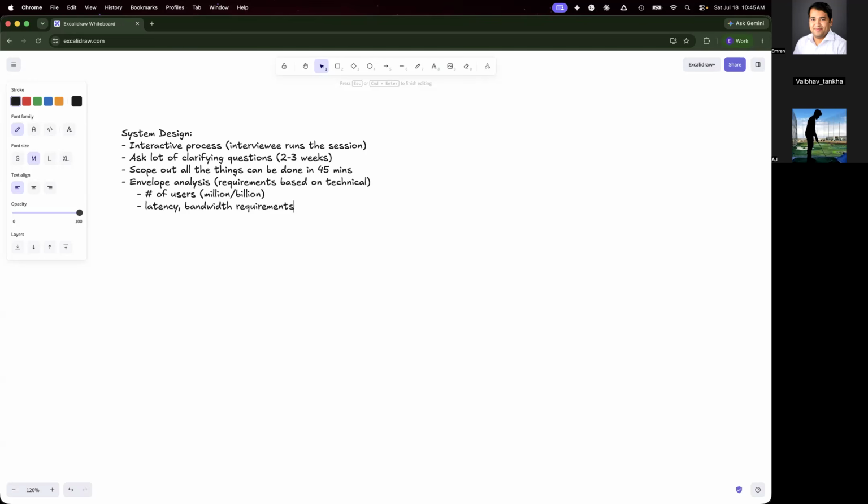Then, as I mentioned, when you do this, you collect all the functional and non-functional requirements, and you write them down. I'm not going through the whole process here, but you would do that. So let me write it down: how many users are there? What is the latency requirement? What are the bandwidth requirements?